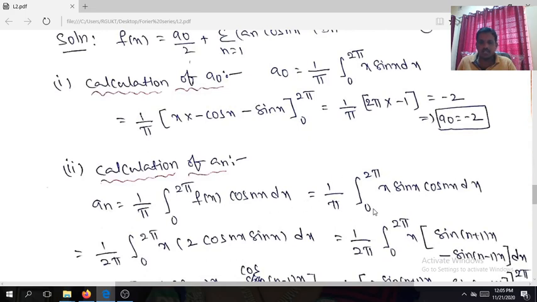1 by pi integral 0 to 2 pi x sin x cos nx dx. But here what is the given f of x? It is x sin x, cos nx. Here you see how many functions are there? x, sin, cosine. 3 functions are there.